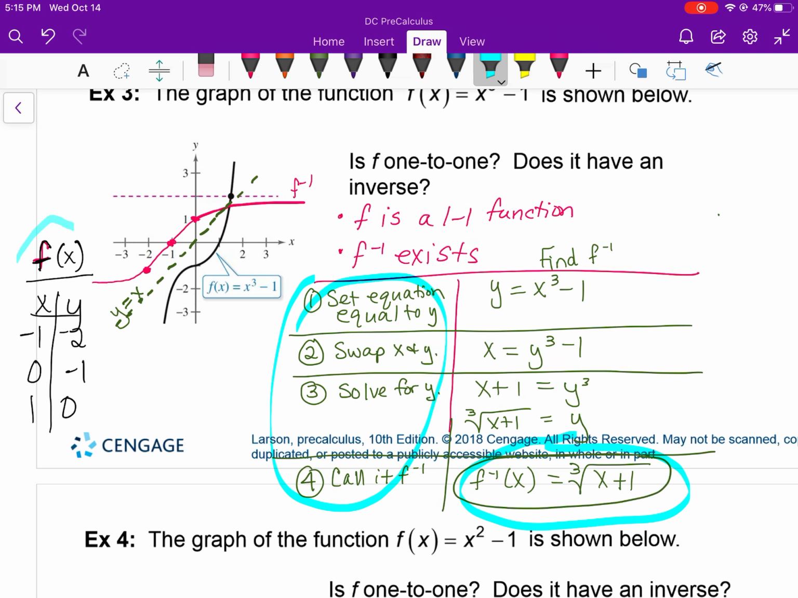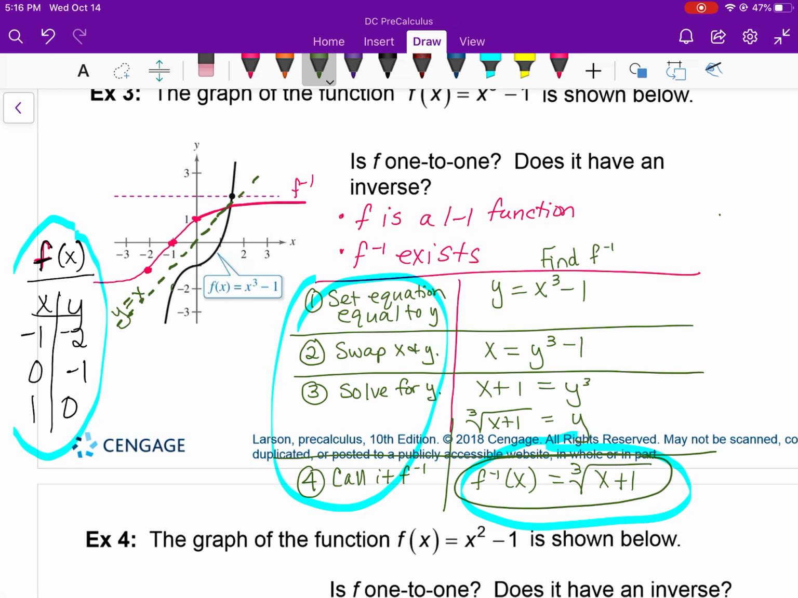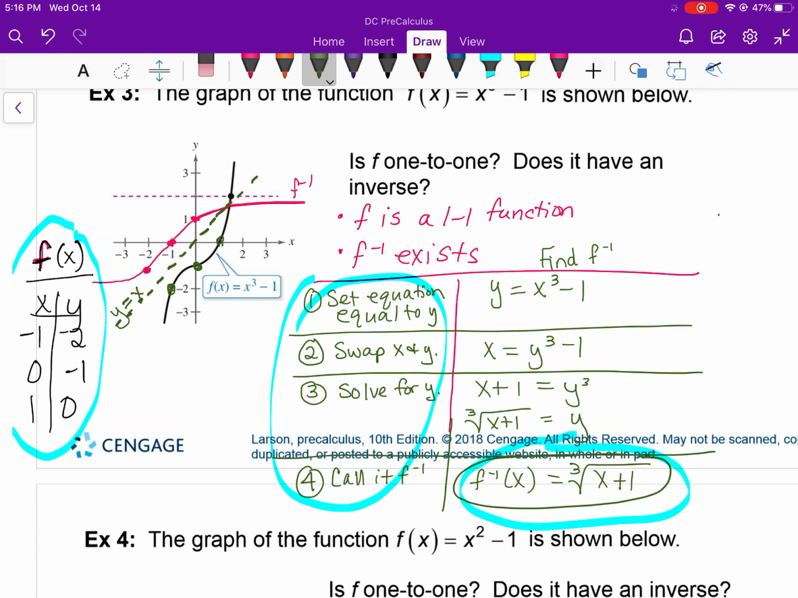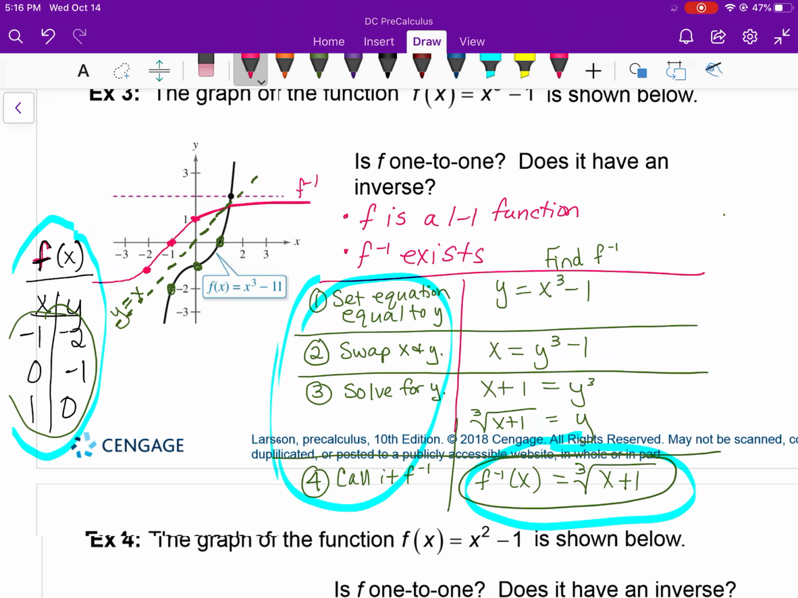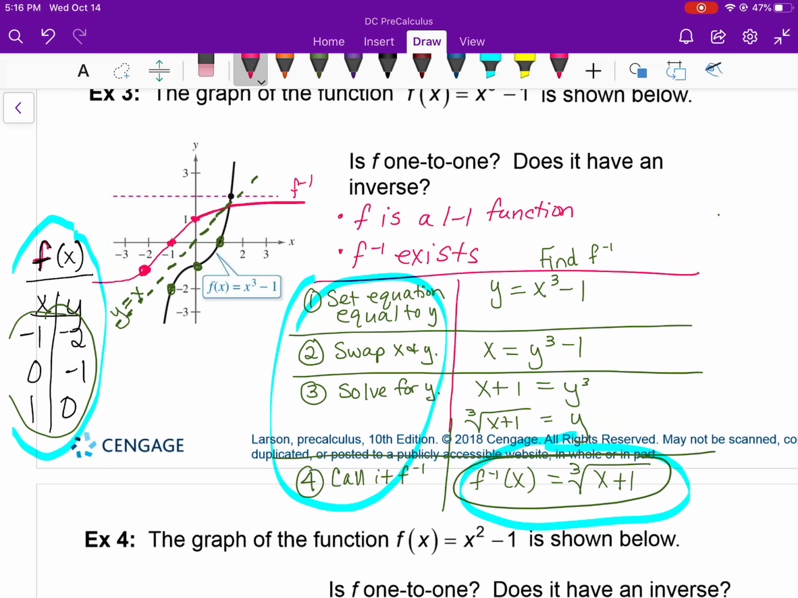We made some ordered pairs for f of x. Those are the points right here that are graphed. And if you take those points in your xy table and you turn them around, -2, -1 is this point right here. 0, -1 is this point right here. And I'm sorry, -2, -1 is here. -1, 0 is here. And 0, 1 is here. If you graph those, you'll have your inverse function.